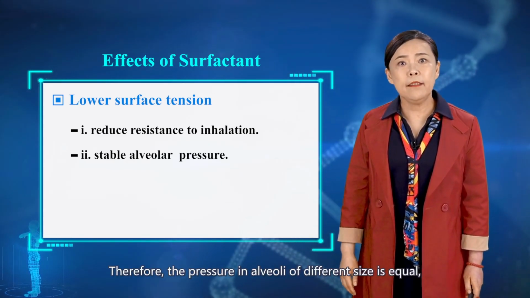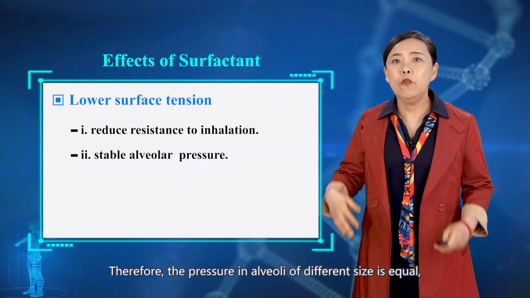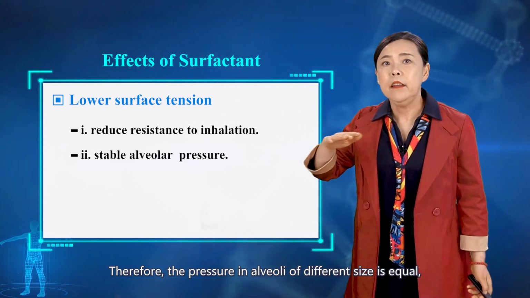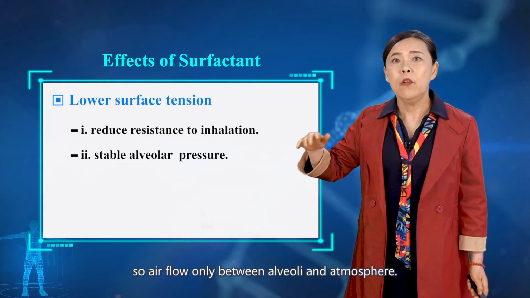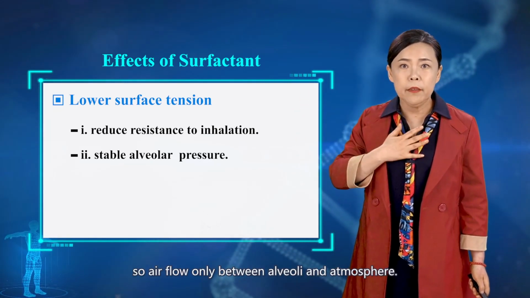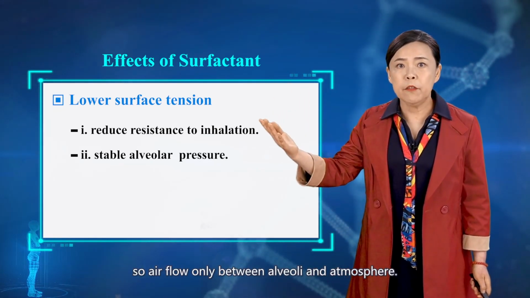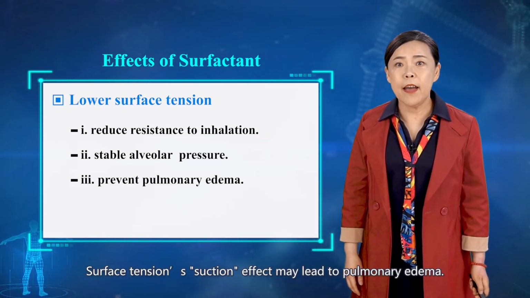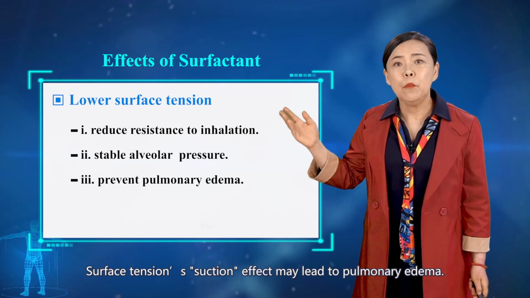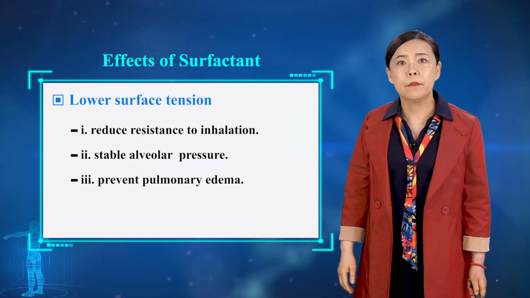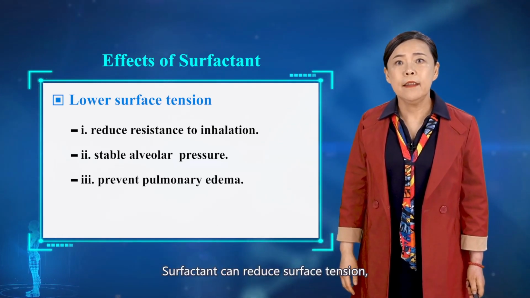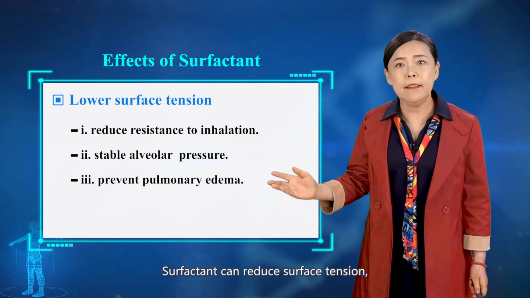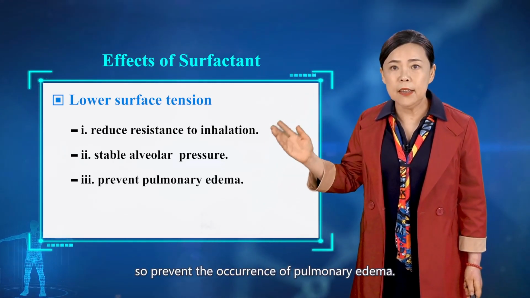Therefore, the pressure in alveoli of different size is equal. So, air flows only between alveoli and atmosphere. Surface tension suction effect may lead to pulmonary edema. Surfactants can reduce surface tension, so they prevent the edema.